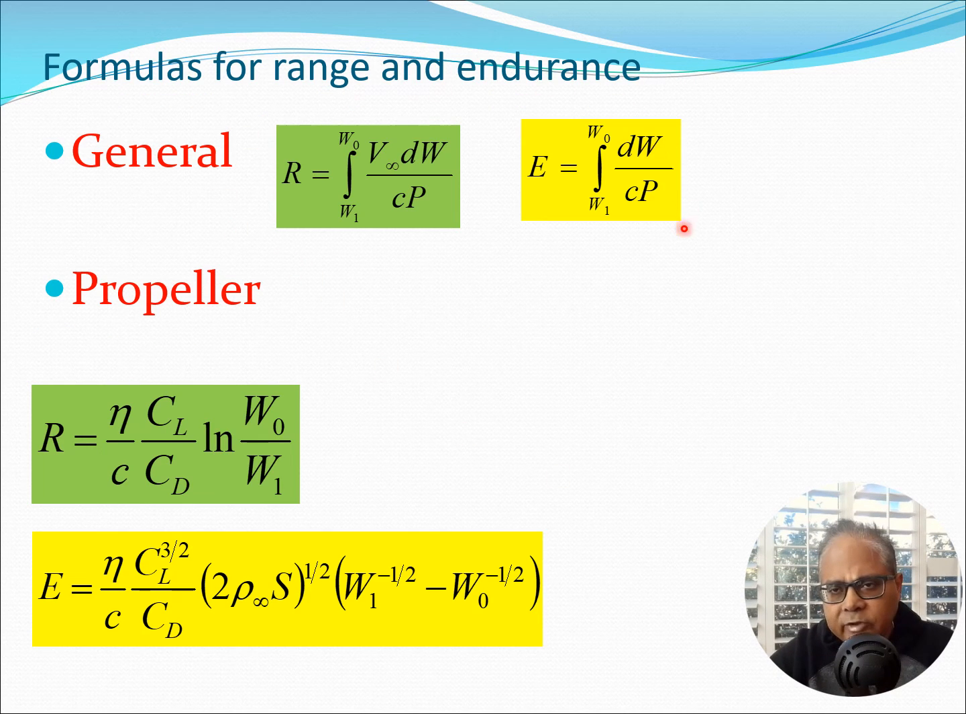So just to recapitulate, this is the general formula for range and endurance, and we were looking today at the propeller cases. We will actually show in the next two lectures that we can get closed form solutions like this for range and endurance. These are values which are coming out of these integrals in nice closed form solutions, and these are going to reveal certain things about the physics of the problem to us also.